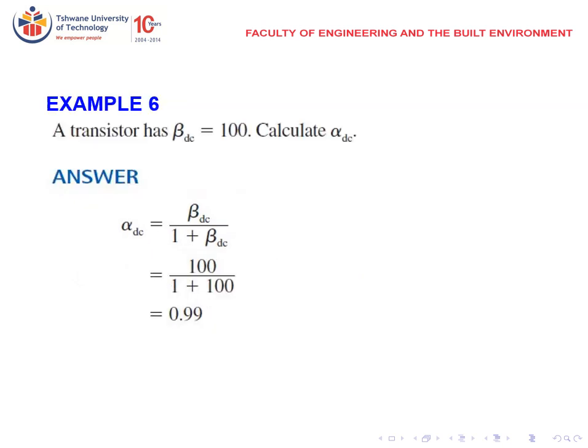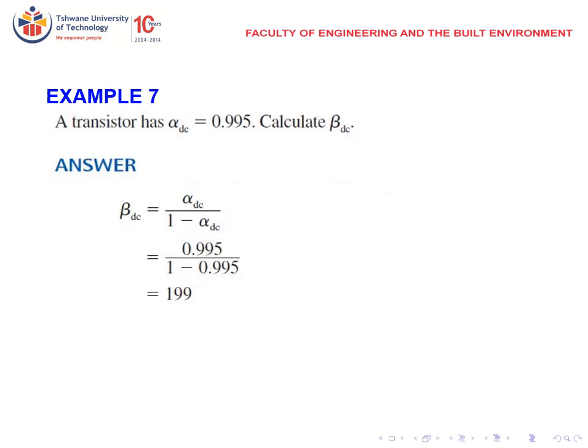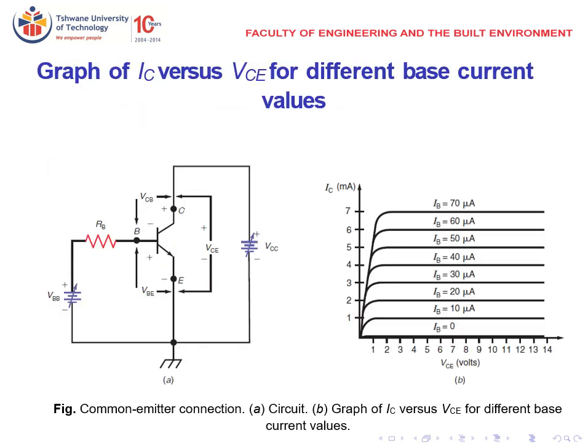Example 6. If beta DC is equal to 100, calculate alpha DC. Alpha will be equal to beta divided by 1 plus beta, giving you 0.99. Example 7. A transistor has alpha DC of 0.995. Calculate beta DC. So beta will be equal to alpha divided by 1 minus alpha, giving you 199.